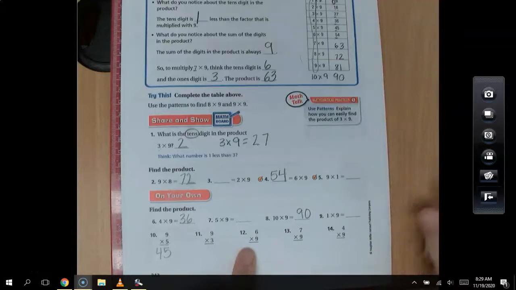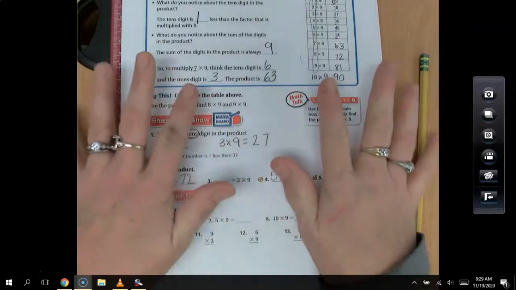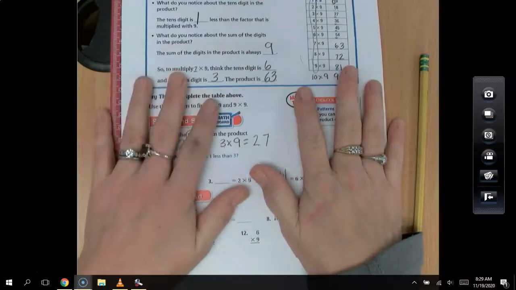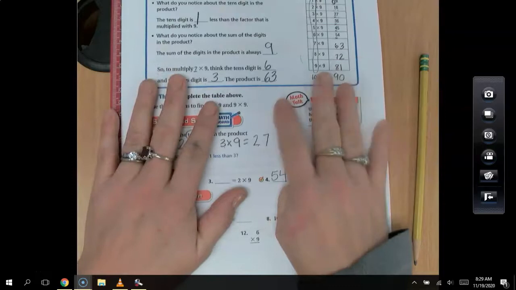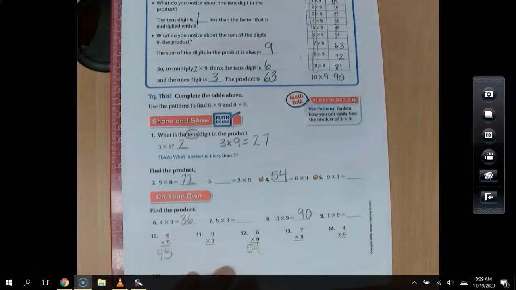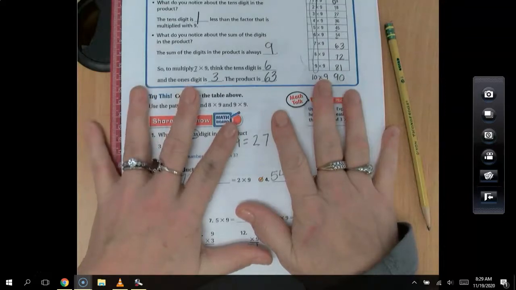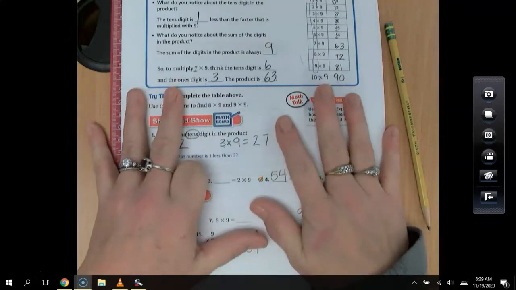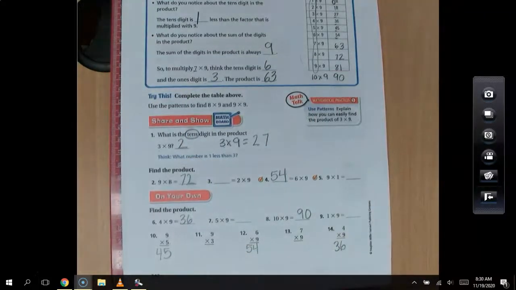Okay, number 12. Remember, we're only doing the even. Number 12 is 6 times 9. Put your fingers out. Put your 6th finger down. 5, 6, and I know we've had this one before. What is your answer? 54. Great job. 6 times 9 is 54. And 14. 4 times 9. What is 4 times 9? I know we've had this one before. We just did this one not too long ago. 1, 2, 3, 4. What do you have? 36. You have 36. Great job.